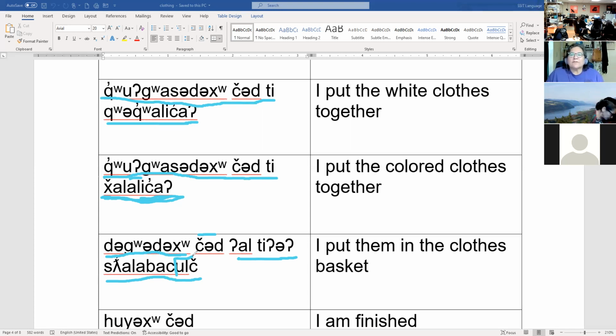So to make it the item that you want to go for, you would add the item there. In this case, alabats. Alabats is clothing. So Alabats olch is clothing basket. Hawaii olch is our cereal bowls.